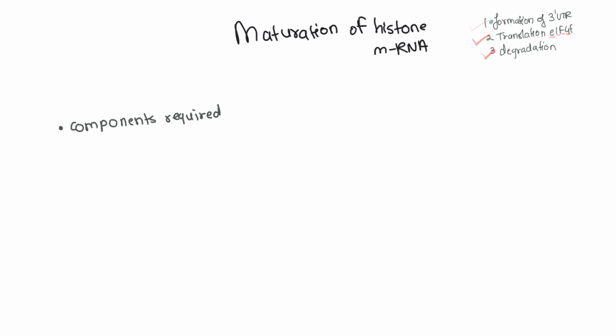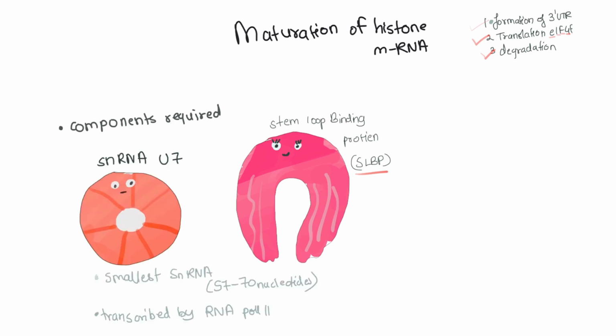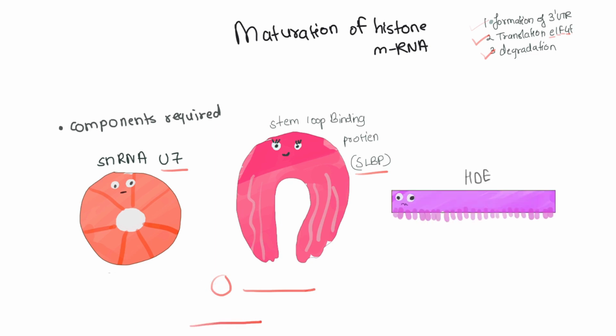The components that are going to be required for this entire process, that we're going to be looking at later, are the stem loop binding protein, or the SLBP. Then we have the snRNA, or small nuclear RNA U7. Small nuclear RNA is about 57 to 70 nucleotides long and is mostly transcribed by the RNA polymerase II. Then we have HDE. HDE consists of a lot of purine bases. So these are the three components that are going to be required for the entire three-step process of the maturation of the histone mRNA.